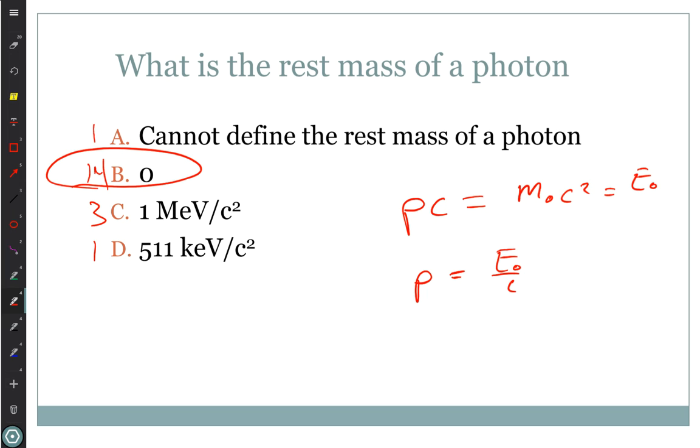So there is an energy associated with a photon. That energy means it has momentum. And if it has momentum, that means it has the ability to deposit momentum, to make a force. So when light hits you, it should be able to make a force.